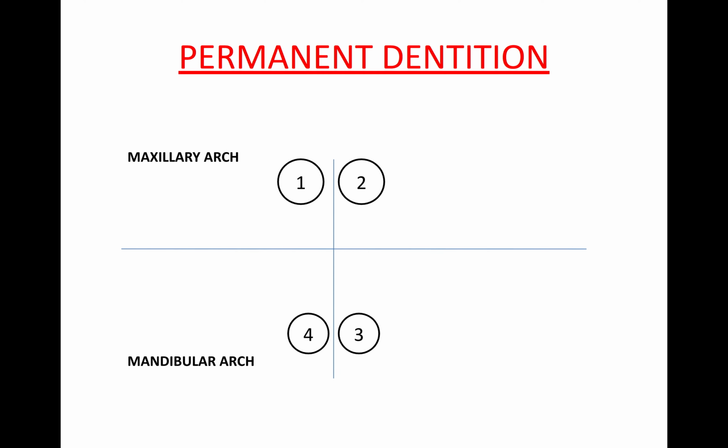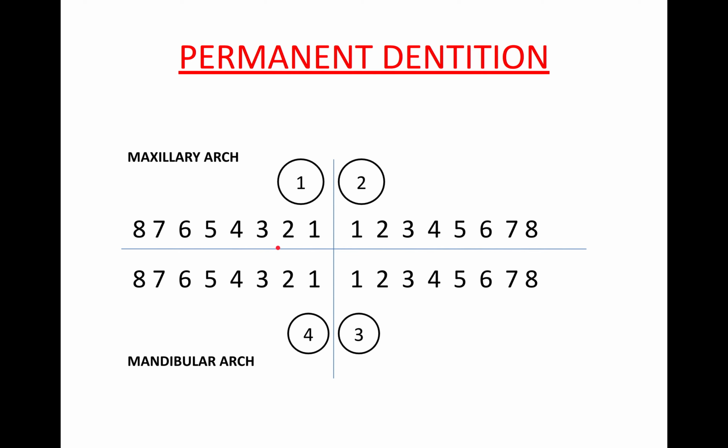Now permanent dentition. In permanent dentition, we again divide into maxillary arch and mandibular arch. Now we divide again into first quadrant, second quadrant, third quadrant, fourth quadrant. In this we write 1, 2, 3, 4, as I told you that alphabet is used for deciduous and number is used for permanent dentition.